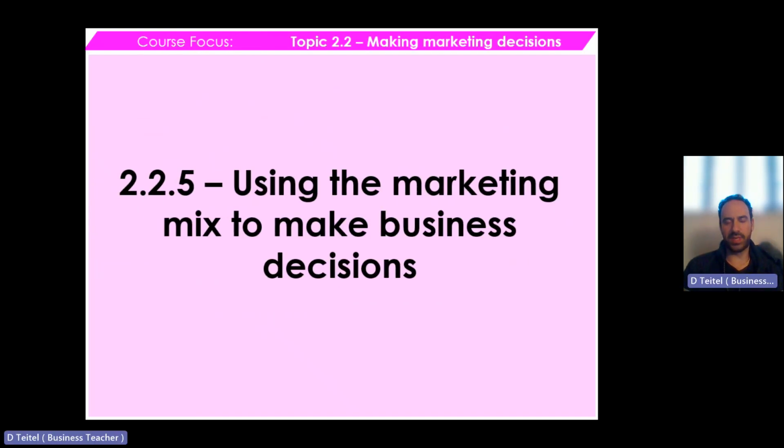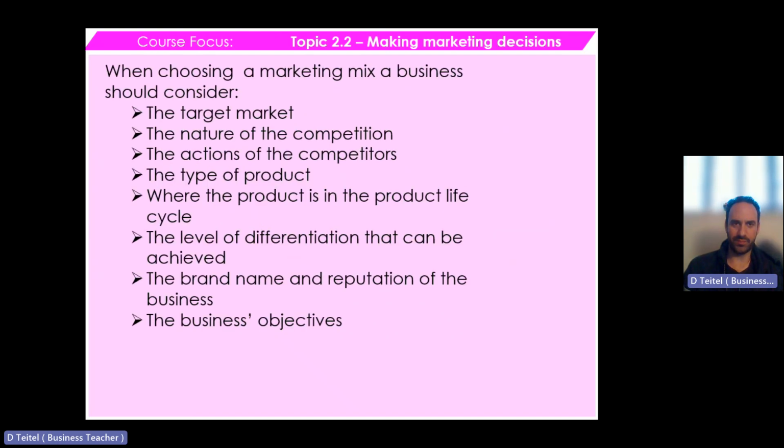All right, so the last part of this topic is 2.2.5, using the marketing mix to make business decisions. So when choosing a marketing mix, a business should consider the target market, the nature of the competition, the actions of the competitors, the type of product, where the product is in the product life cycle, the level of differentiation that can be achieved, the brand name and reputation of the business, and the business's objectives. So this is a similar list that we looked at in 1.4.